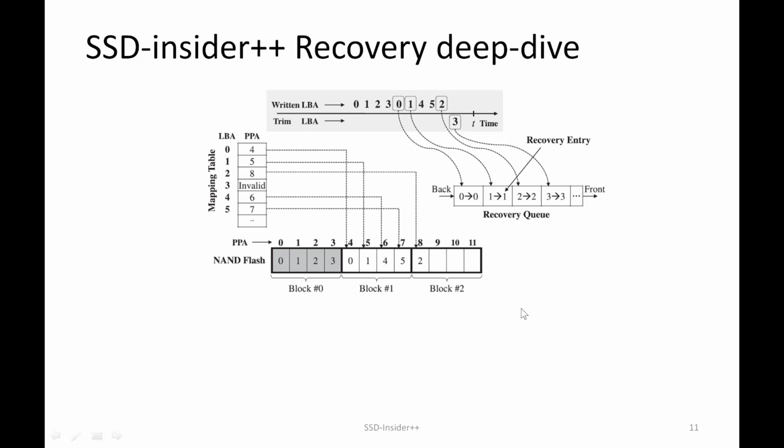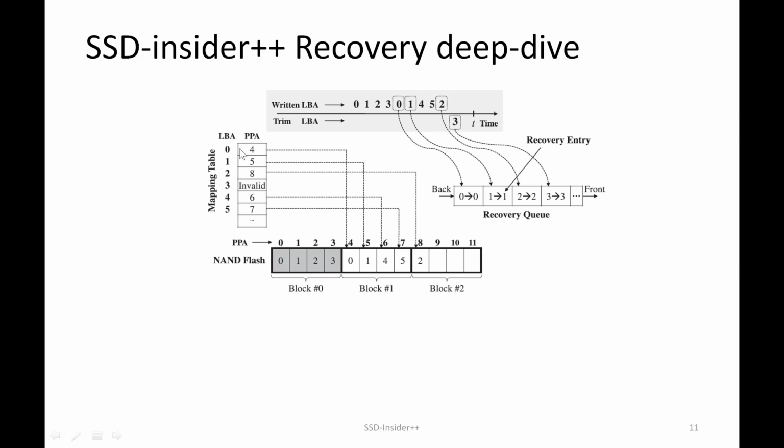So here we have the timeline. Okay, so the written LBA is the logical block address and the trim is the erasure, right? So the way we would read it is that there was a first write command for page 0, then page 1, page 2, page 3, then again there is a write for page 0, another write for page 1, there is a write for 4, 5, followed by a write for 2, and there was a delete of page 3.